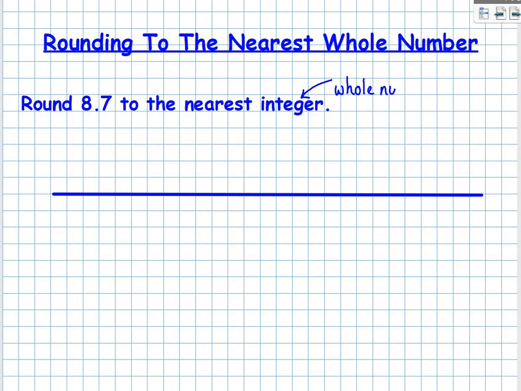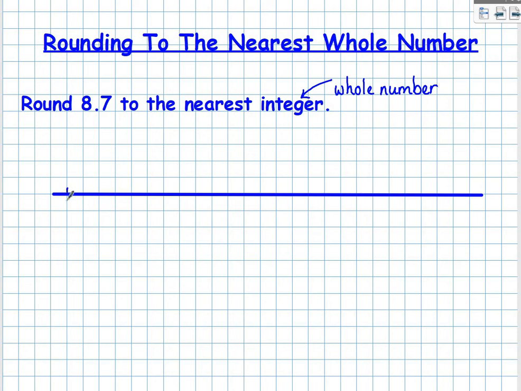You need to be aware of it though, because if you didn't understand that integer meant whole number in this question, you wouldn't know what degree of accuracy you were going to round to. So please now take on board, if you see the word integer, it just means whole number. So we're going to round 8.7 to the nearest integer or whole number. We need to decide whether 8.7 is closer to 8 or is it closer to 9. And one way we can decide is by drawing out a number line.